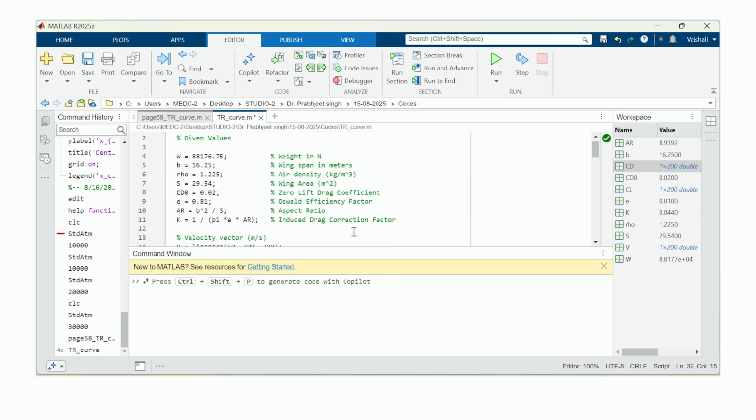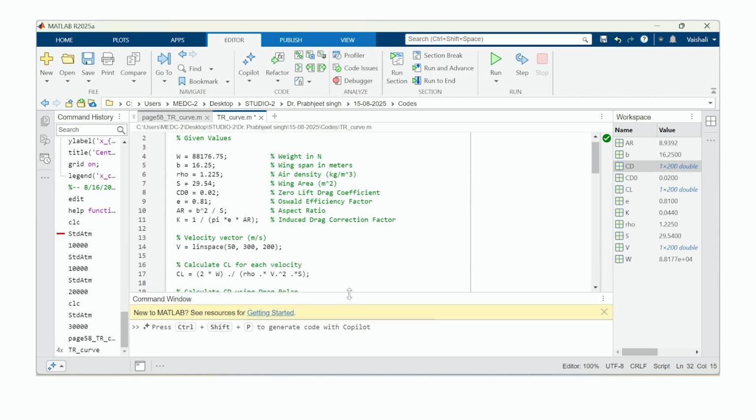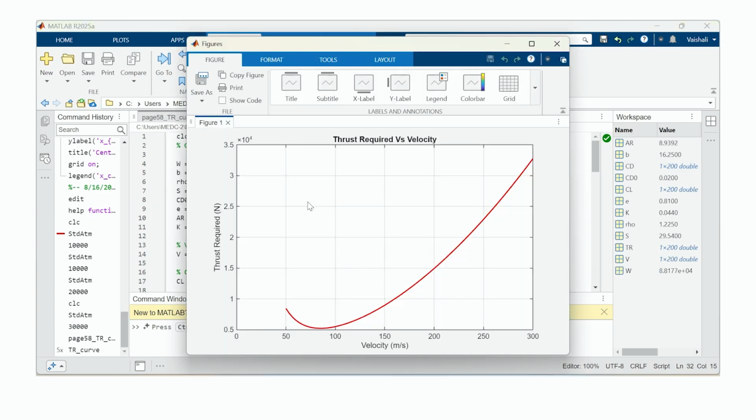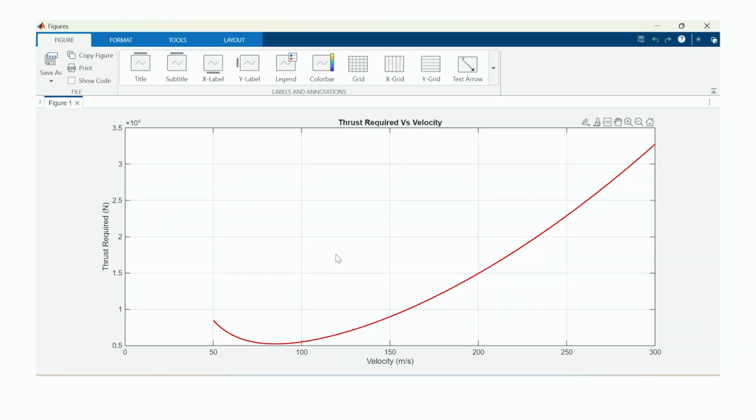Let me pull this down. Okay, let me save this, and now let us run this code and see if everything is running well. Yeah, so here is the thrust required plot with respect to velocity. All right, so I've given the x-axis limit from 0 to 300. The velocity started from 50 meters per second and is going up to 300 meters per second.